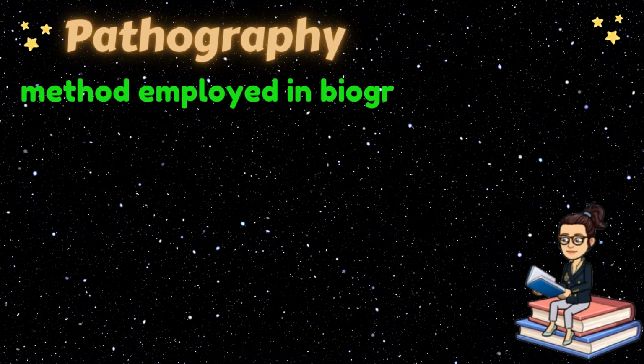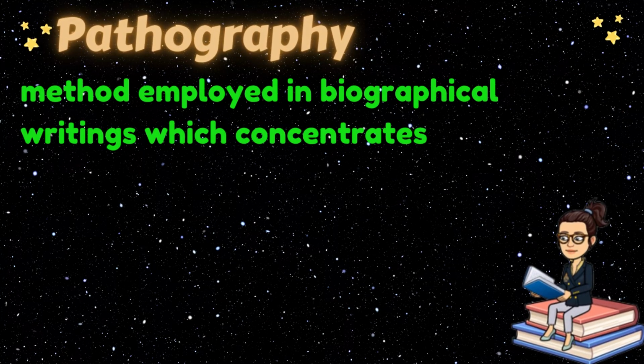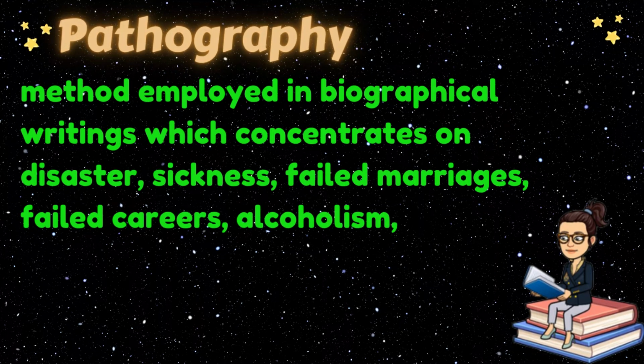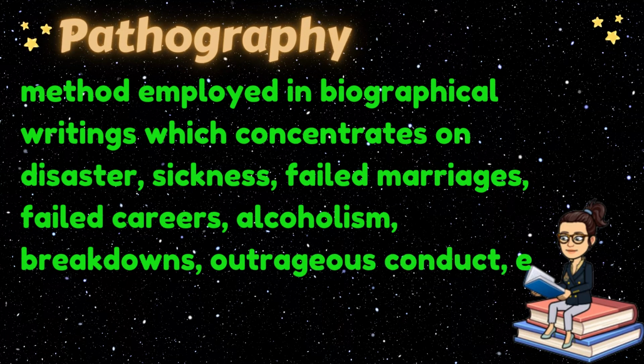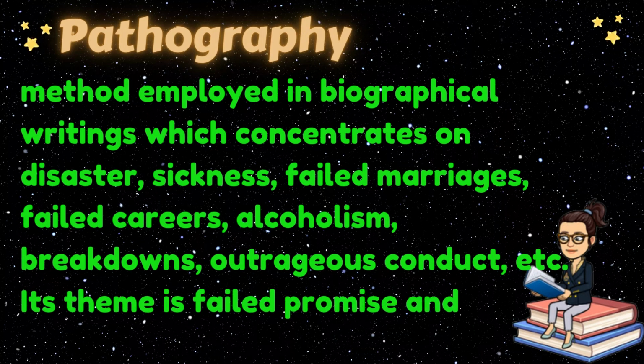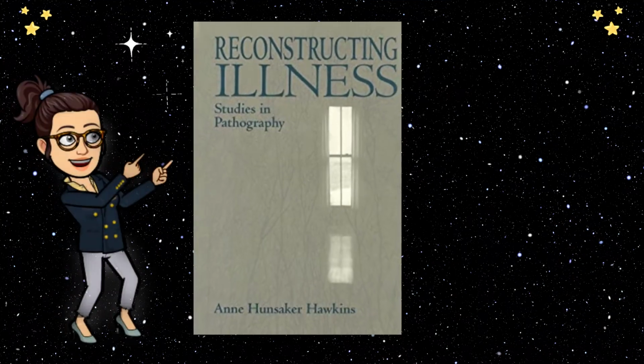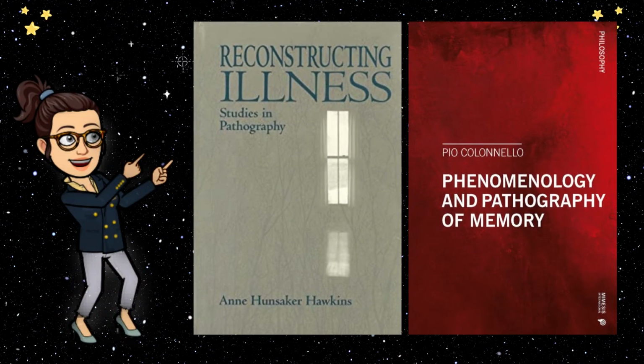Next is pathography. It is a book about the method employed in biographical writings, which concentrates on disaster, sickness, failed marriages, failed careers, alcoholism, breakdowns, outrageous conduct, and others. Its theme is failed promise and tragedy. These two books are examples of pathography books.